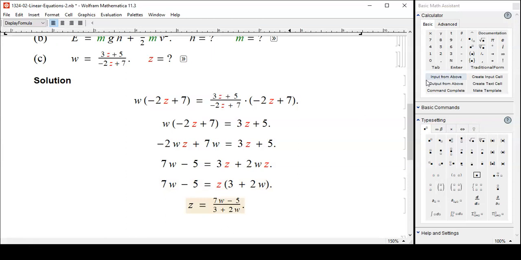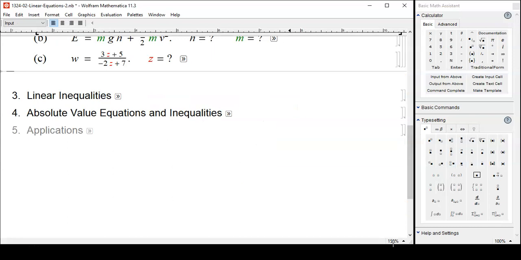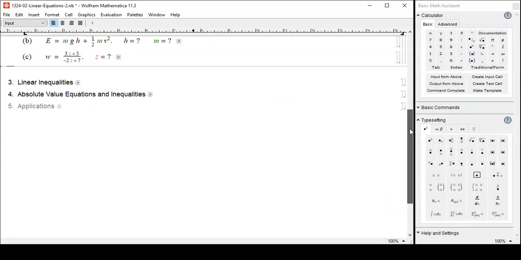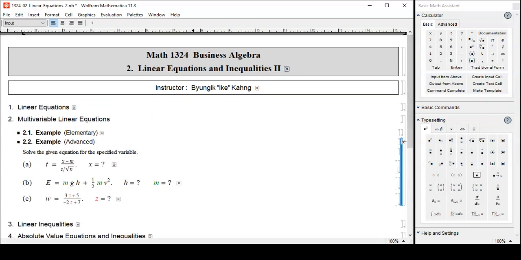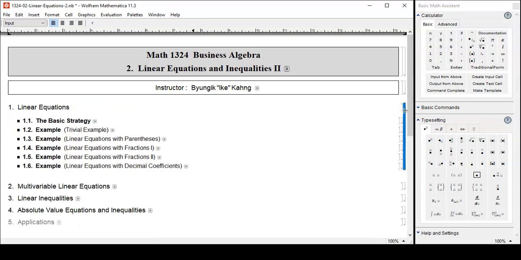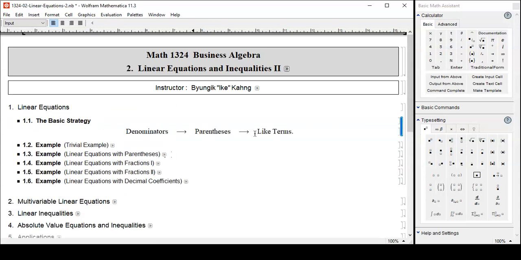It works even for multivariable linear equations as well. It works for much more complicated settings as well. If you forget this strategy, you're not going to pass this course. Remember, if you hold on to it, yes, you can absolutely pass.